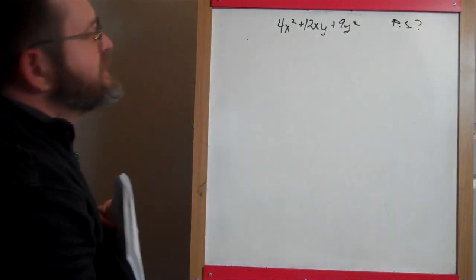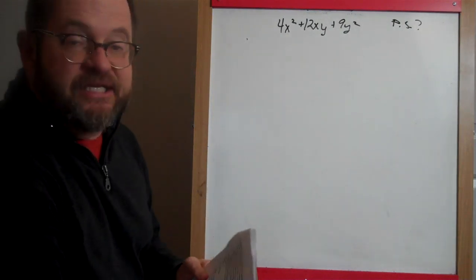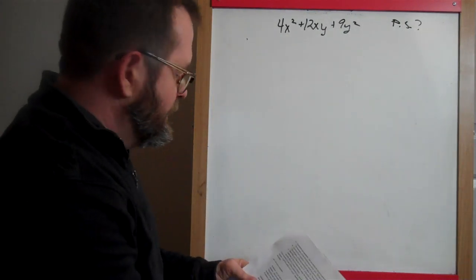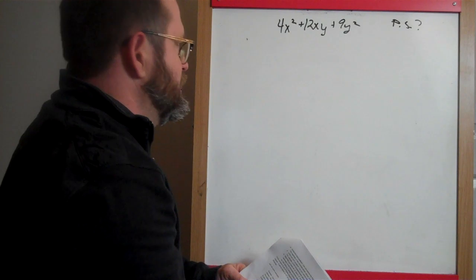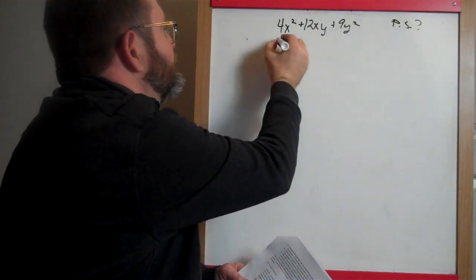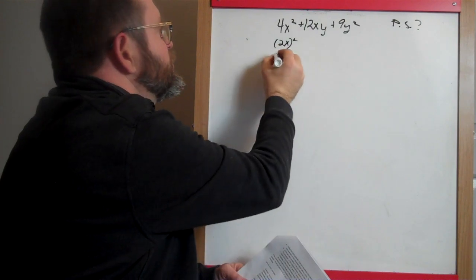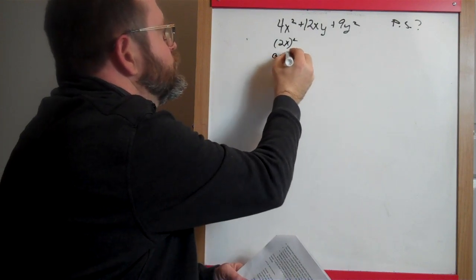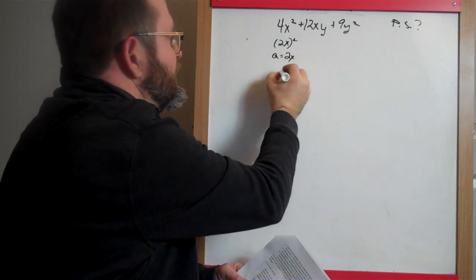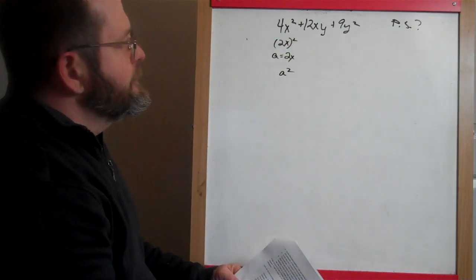Alright, so we've got a couple of tests we have to pass, that bulleted list of tests at the top of page 3. Is the first term positive? Yep. Can it be written as a perfect square? Yes, that first term could be 2x, the quantity squared. So a is apparently equal to 2x, so that we could be writing that first term as a squared.